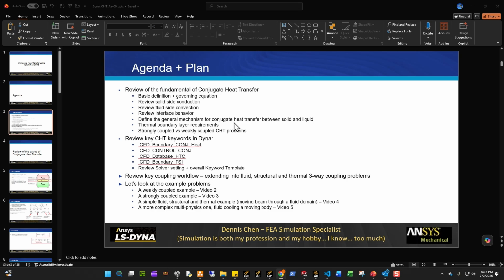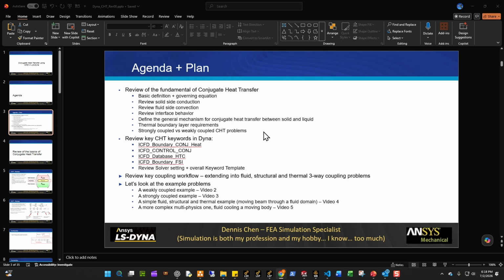All right, and then we're going to dive into a little bit more detail into specific keywords and keyword templates. I'll go over the general framework for how I will actually set up a problem like this. These problems are so generically useful in most cases, which is why I think it's worth doing. In the future I'm going to do 4 more videos, which I will explain a little bit at the end. Basically, I'm going to make this a 5-part series related to CHT and Dyna.